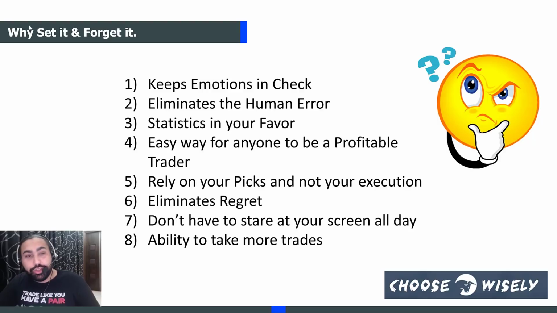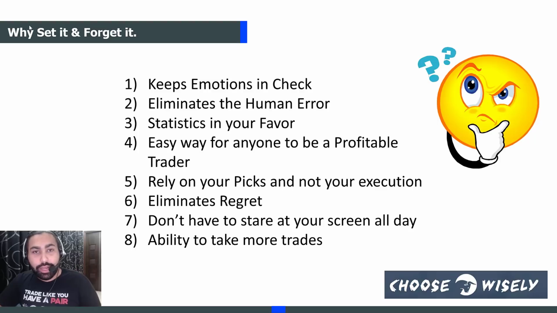And another biggest reason to use bracket orders is statistics will always be in your favor, right? Statistics will always be in your favor. Meaning if you've tracked it, as we talked about in the last lecture, if you've tracked the way of trading, right, it's statistically in your favor already, as your spreadsheet has shown. So you're using statistics in your favor by just simply following a model, right? So that is a surefire way, an easy way for anybody to be a profitable trader right now.